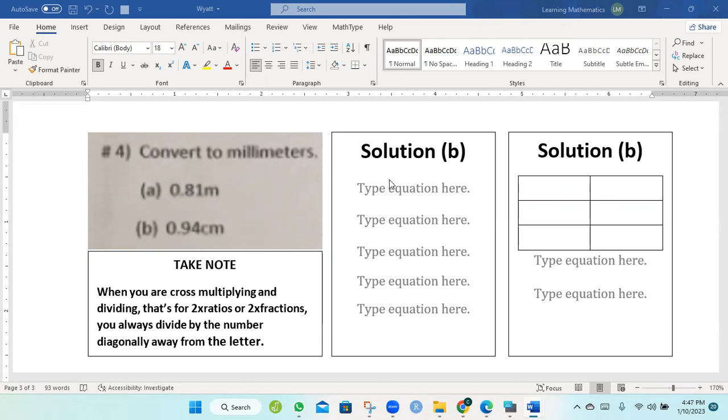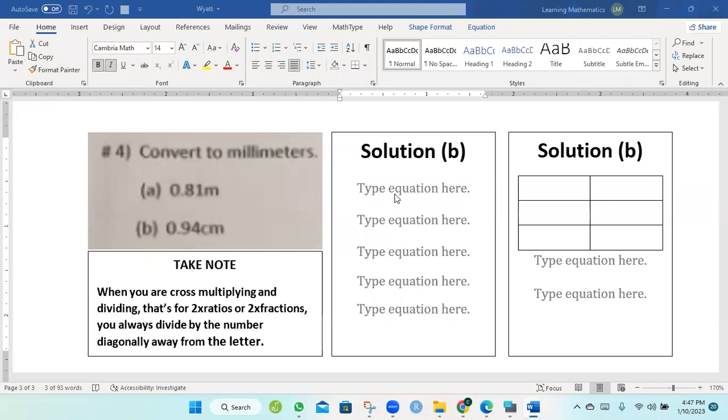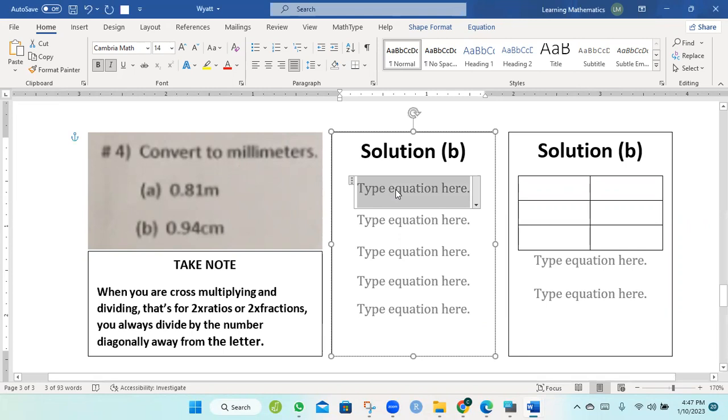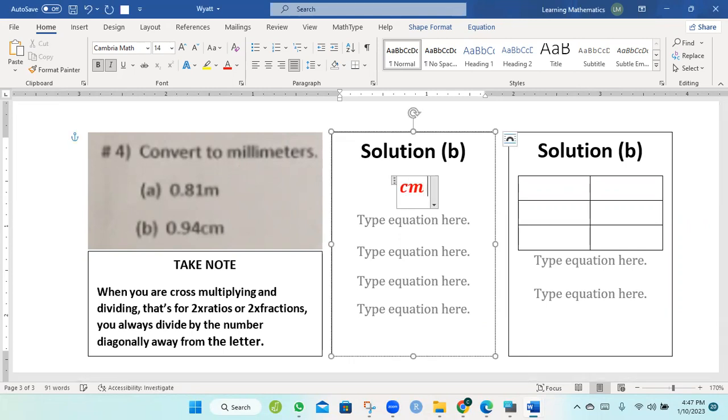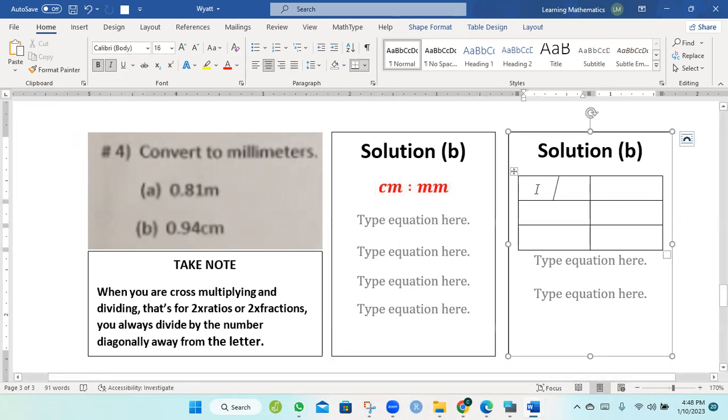So let's begin the four-step ratio process. The first step is the labeling, and we have to use the letters or the words that are involved in our units. Our units now are centimeters to millimeters. So we can use cm for centimeters and mm for millimeters. We're going to do this using the ratio approach, the fraction approach. Centimeters to millimeters is the first step.